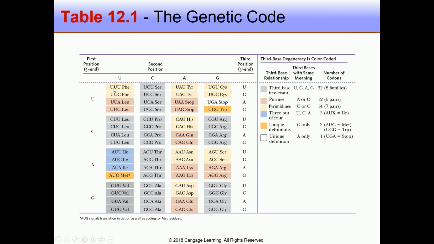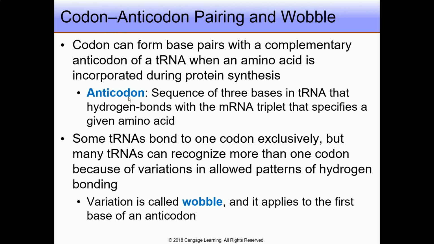These are different codons, but they code for the same amino acid. So there are some transfer RNAs which can recognize only one codon, but there are some transfer RNAs which can recognize more than one codon. Now, how can a transfer RNA with one anticodon recognize more than one codon?